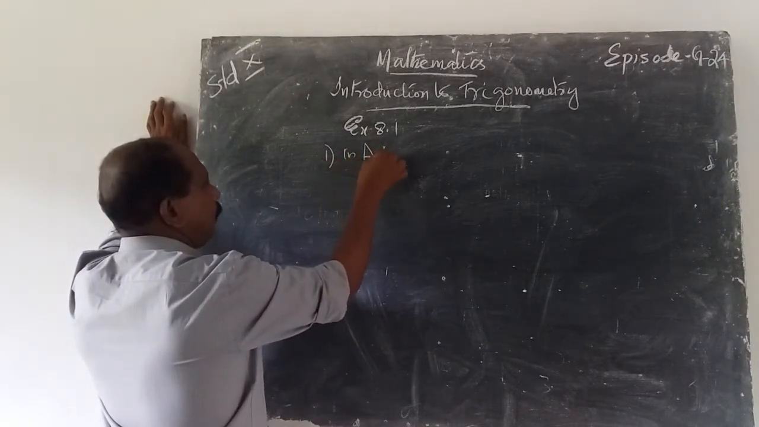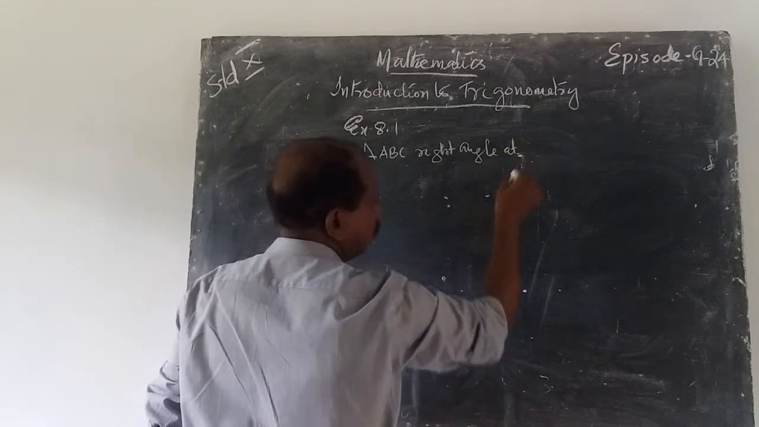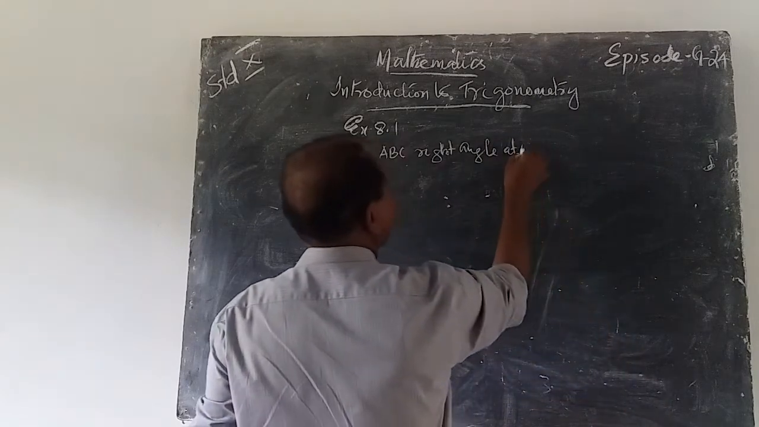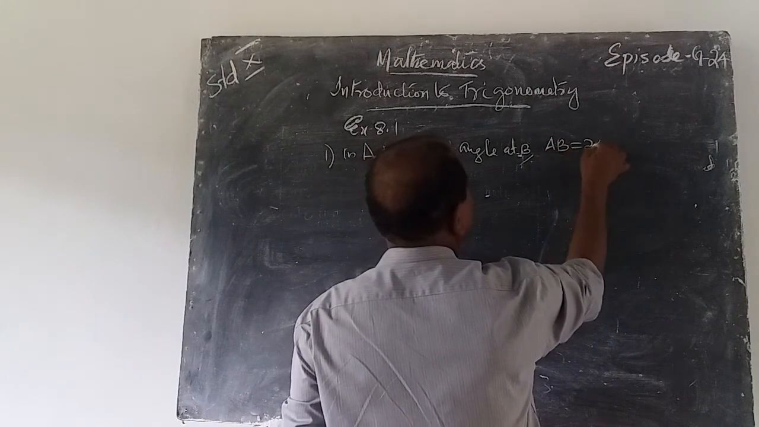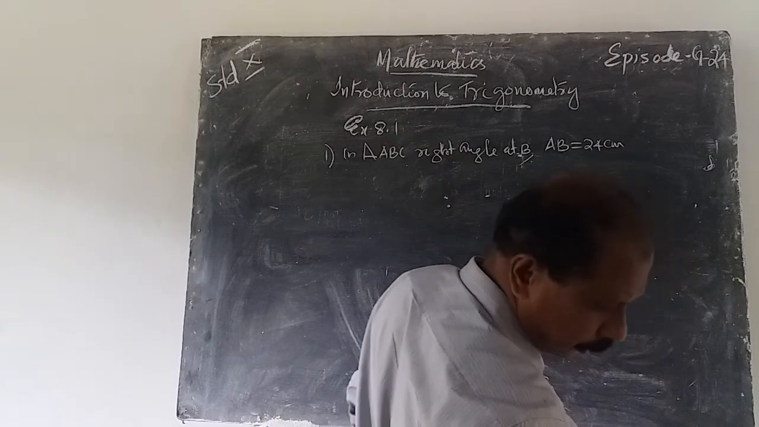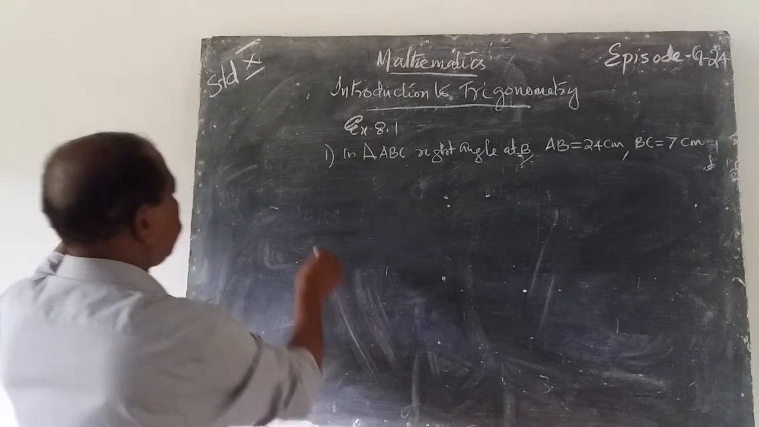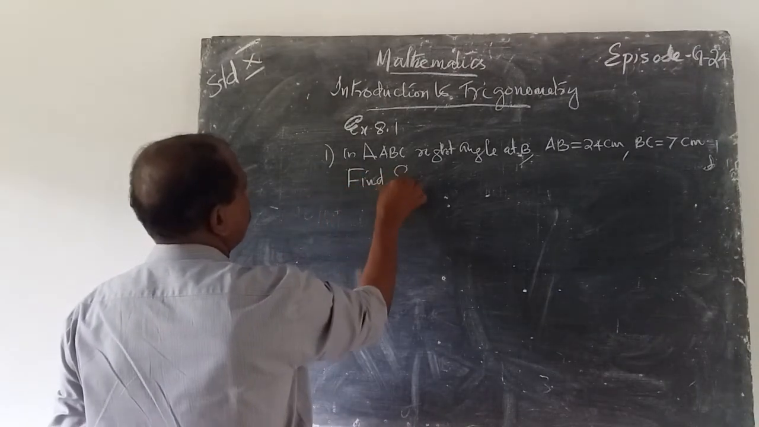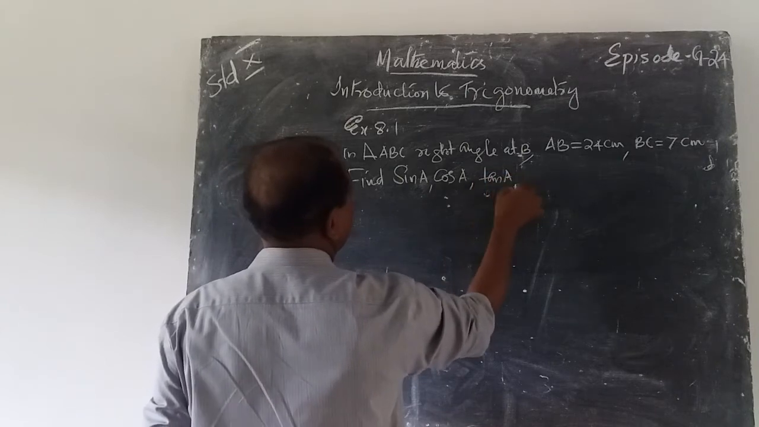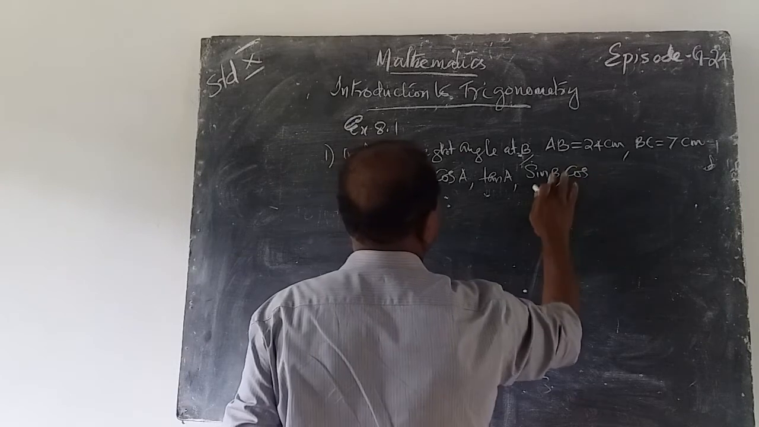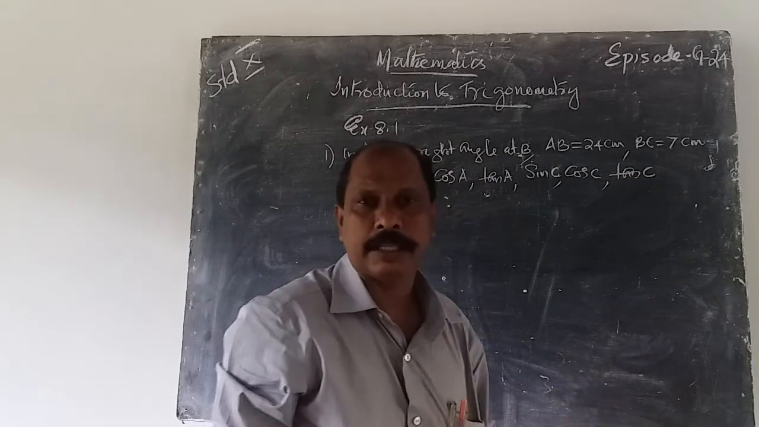In right angled triangle ABC, right angle at B, AB is equal to 24 centimeter, BC is equal to 7 centimeter, find sin A, cos A, tan A, sin C, cos C and tan C. This is the first question of exercise 8.1.